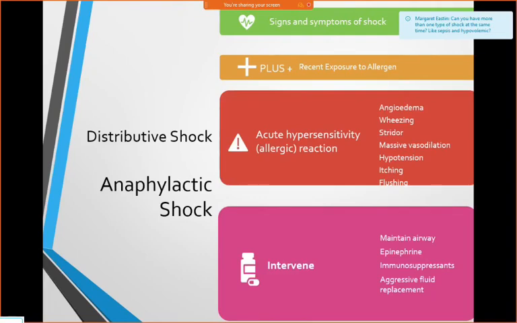Can you have more than one type of shock at the same time, like septic and hypo? Oh, 100%. You've got the difficult. You're ready to be the ICU nurse when you can handle multiple different kinds of shock at the same time.